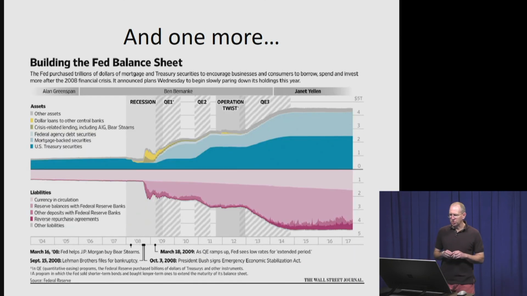And here's another visual. This is from the Wall Street Journal. And you can see on the asset side, it looks very similar to the previous graph. But what this also does, very helpfully, is introduce QE1, QE2, Operation Twist, the Maturity Extension Program, and QE3. And you can see the impact of those on the size and also the composition of the Fed's balance sheet as well.